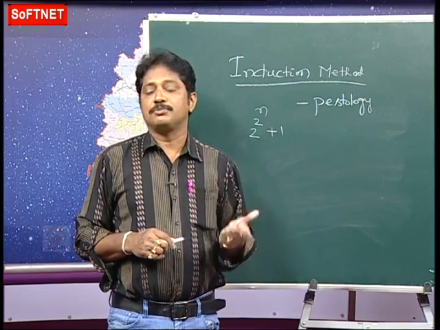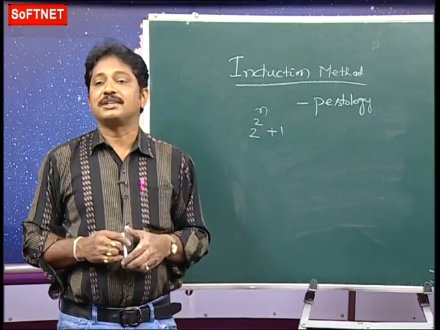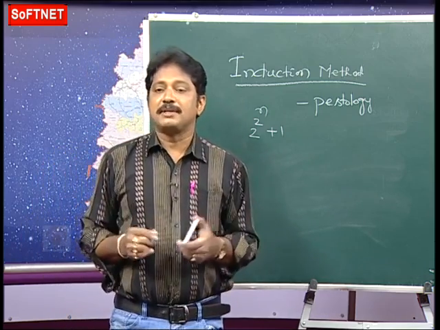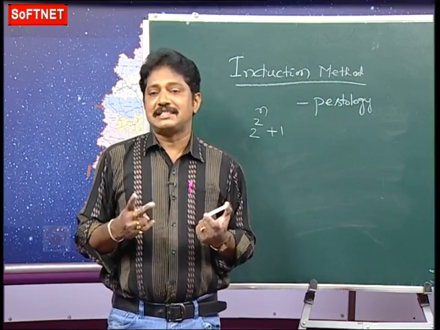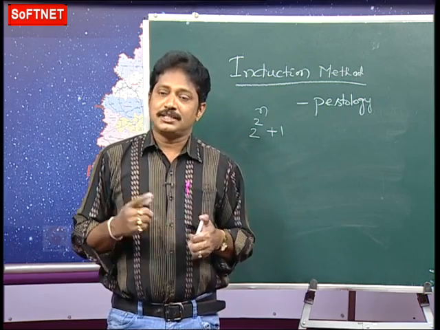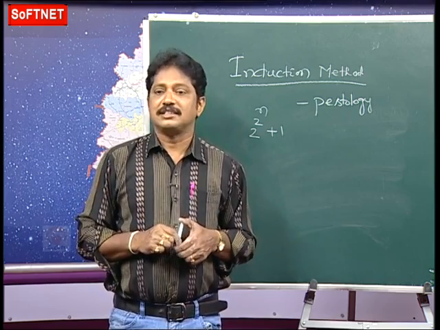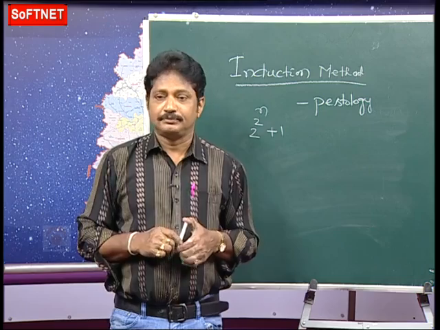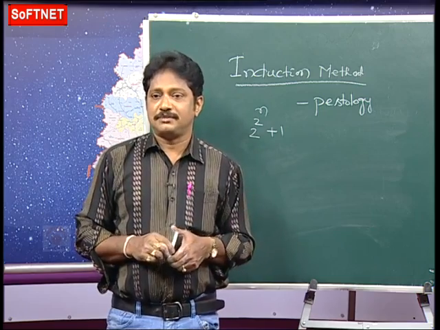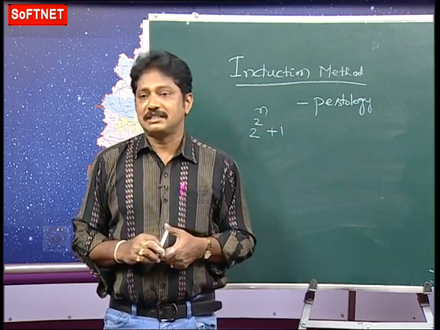2 power 32 plus 1 is divisible by 641. What is a prime number? A prime number has exactly 2 factors, the number itself and 1. But 2 power 32 plus 1 has one more factor, that is 641. By using congruence you can prove it easily. In the previous old 8th class textbook the same thing was given.